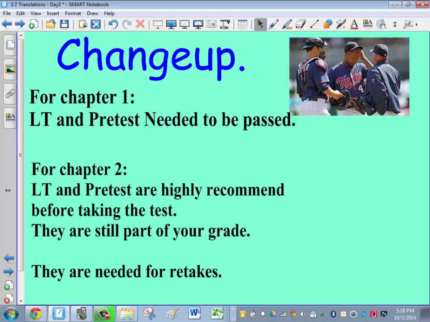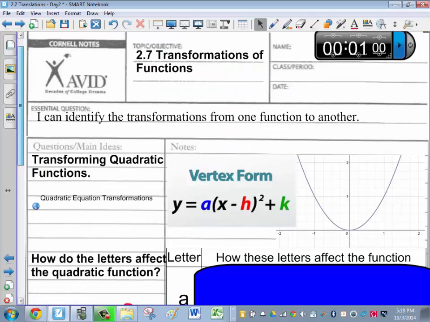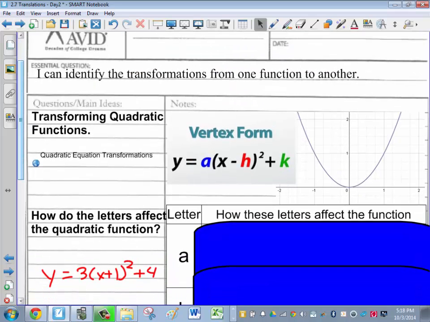Why do you think I have Joe Mauer up here? Sorry, random thought.